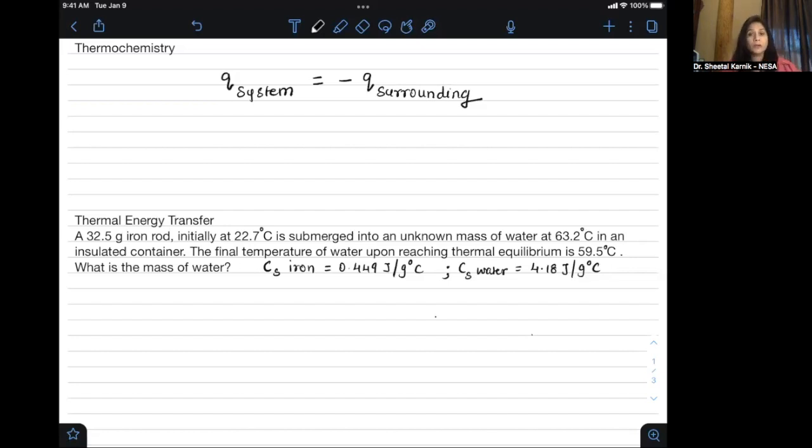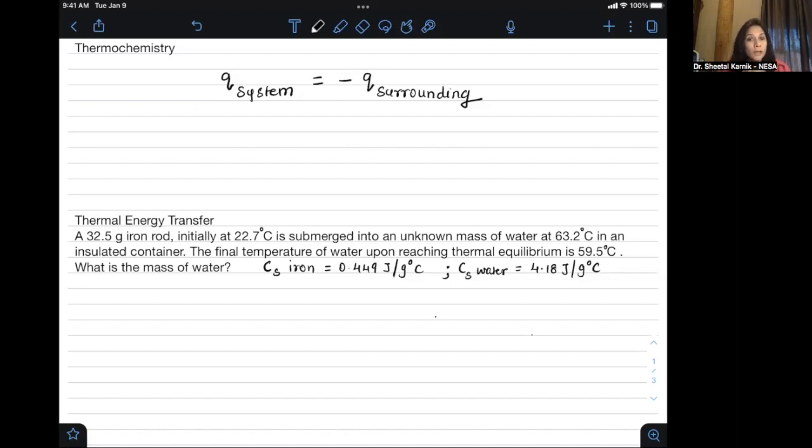You're going to see questions where your system might be a copper coin, an iron rod, or any different metal. Most of the time, this metal is put in a surrounding, which could be a container containing water or any other surface which is going to absorb the heat. The temperature of the system is going to change, and so is the temperature of the surrounding, because of the heat exchange.